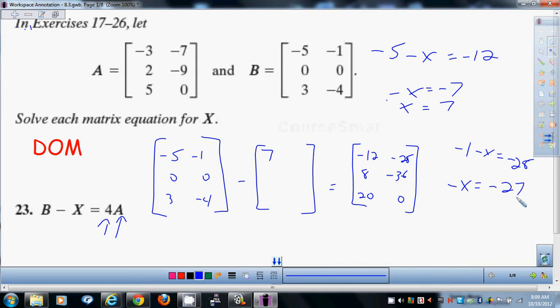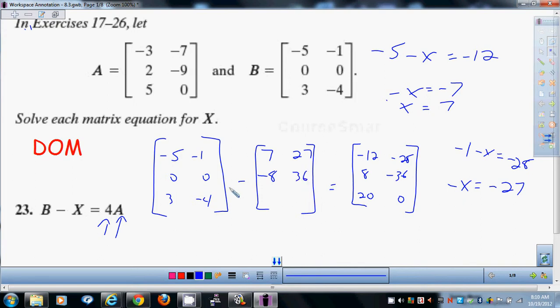Did anybody get those first two? This was kind of an advanced DOM, considering it had several concepts we hadn't talked about yet. So, let's see. 0 minus what's going to give you 8? You can kind of figure that one out. Negative 8. 0 minus negative 8 gives you positive 8. 0 minus what gives you negative 36? Positive 36. 0 minus 36 equals 36.